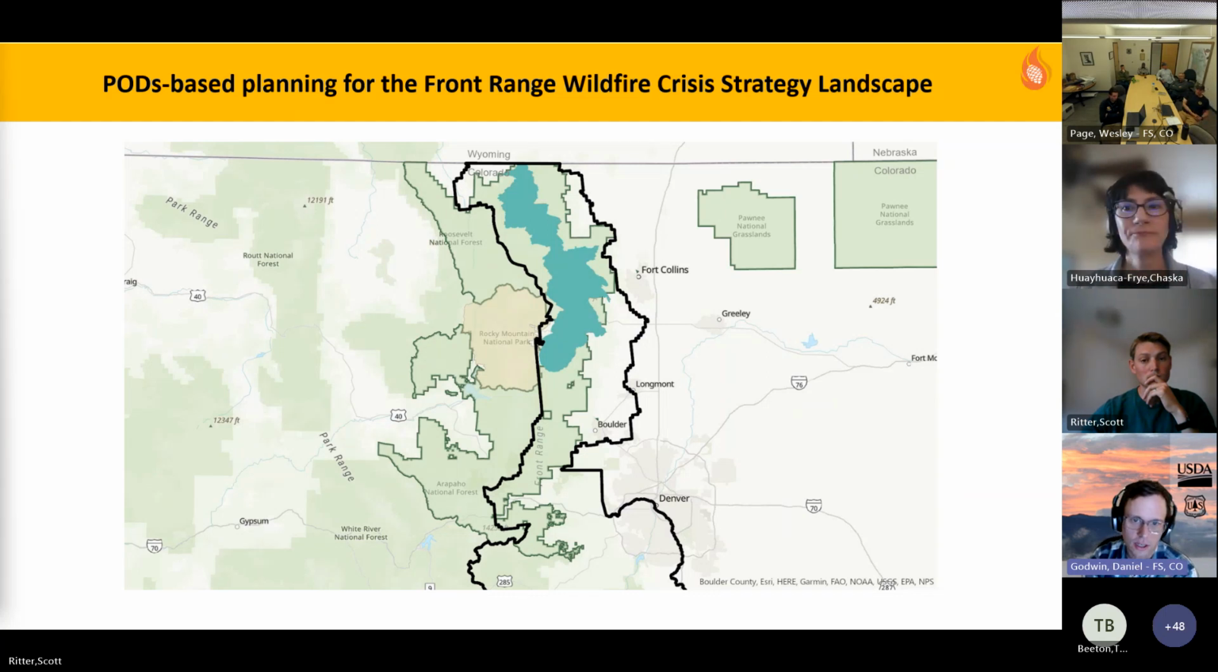You can see these are the northern half of the forest. We've gone through this process, and we're continuing to work south into Boulder, Gilpin, and Clear Creek County within the wildfire crisis strategy landscape, which you can see in black. Next slide, please.